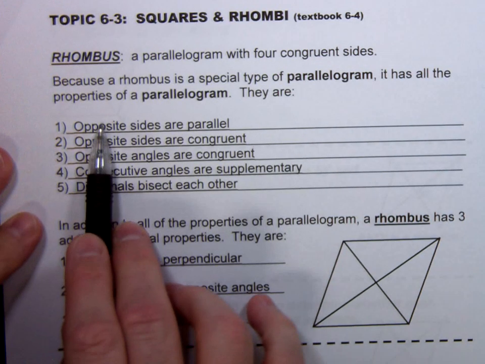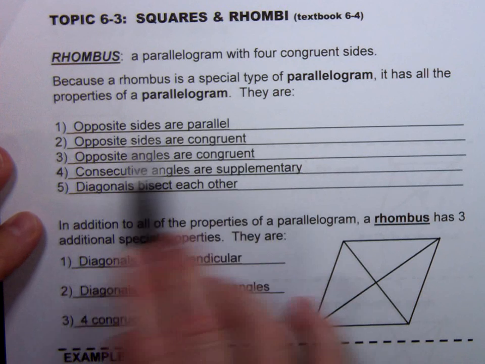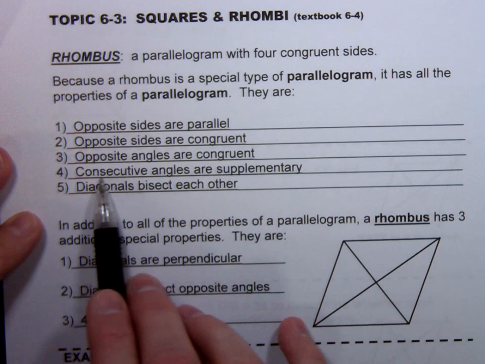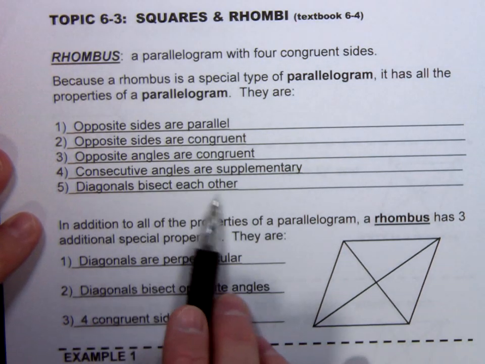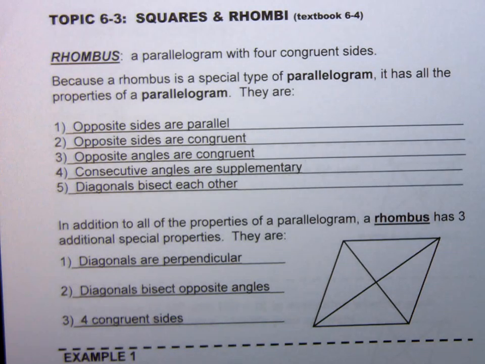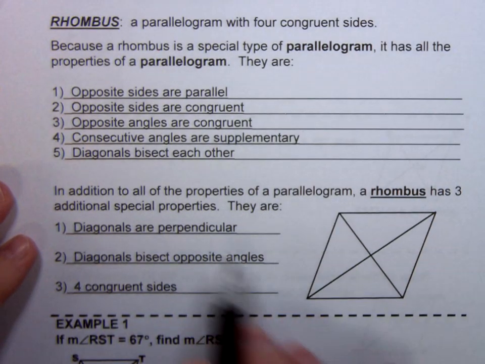Here's a quick recap of the 5 things that we've learned about parallelograms already. Opposite sides are parallel and congruent. Opposite angles are congruent. Consecutive angles are supplementary, and the diagonals bisect each other. So those things are true about all parallelograms, and so they're true about every rhombus, because a rhombus is a type of parallelogram. In addition to all of the properties of a parallelogram, a rhombus has 3 additional special properties.